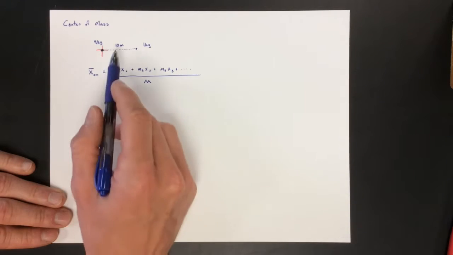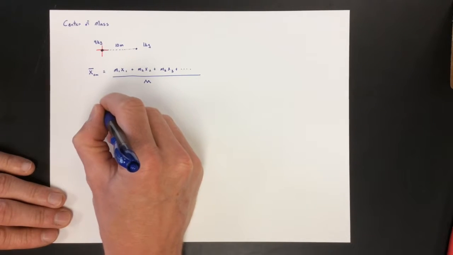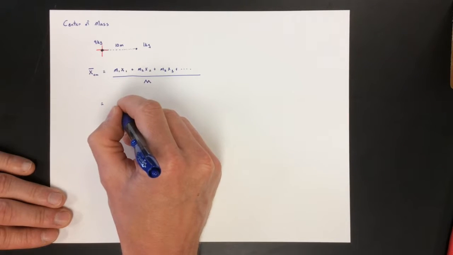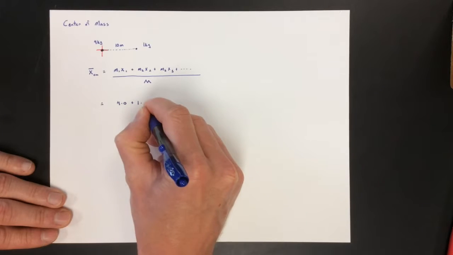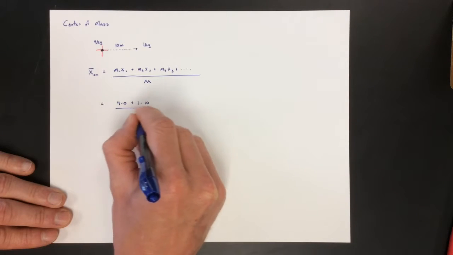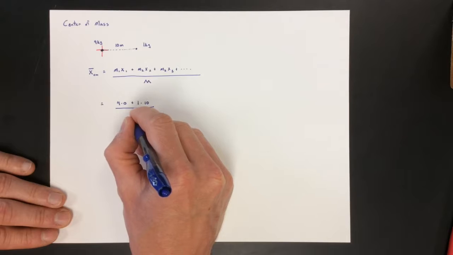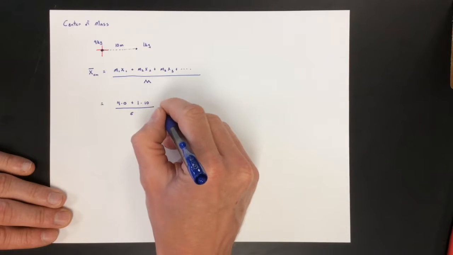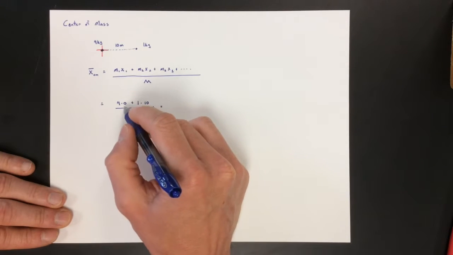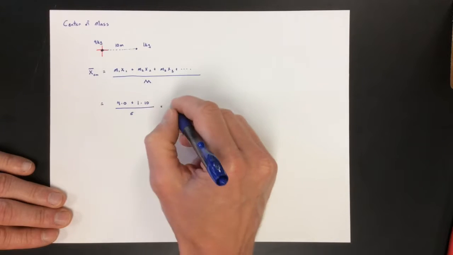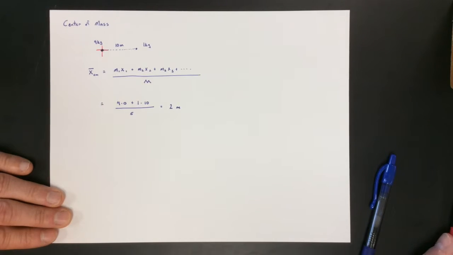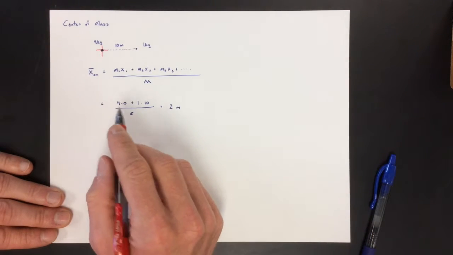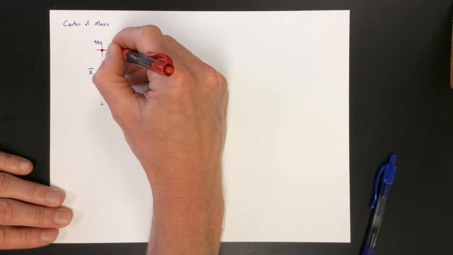So if we follow this same format, we have 4 kilograms at a position of 0 plus 1 kilogram at a position of 10, divided by a total mass of 5 kilograms. So this is 4 times 0, which is 0, plus 10 over 5, and we get 2, and the units there, of course, would be meters, and that's what we would expect. 2 meters from our origin, so the center of mass of this system is located right there.